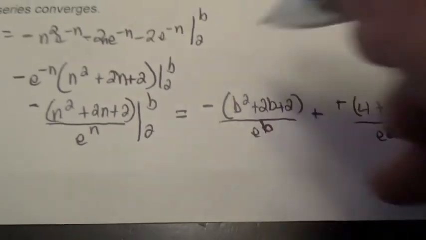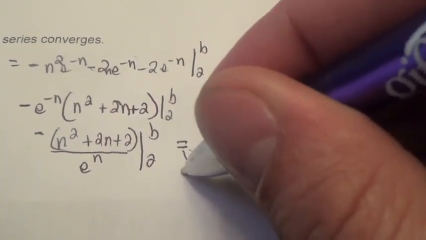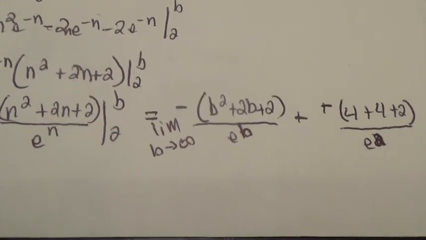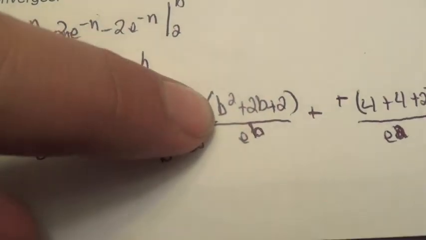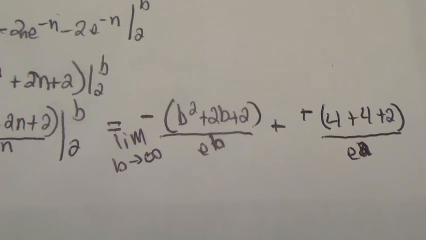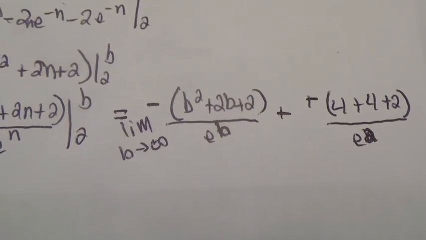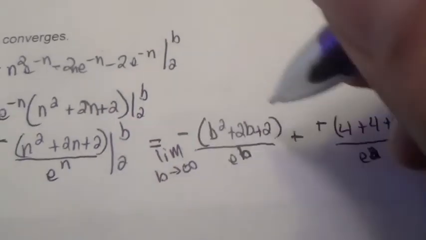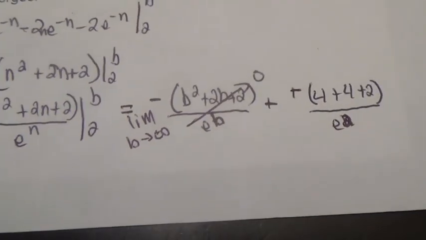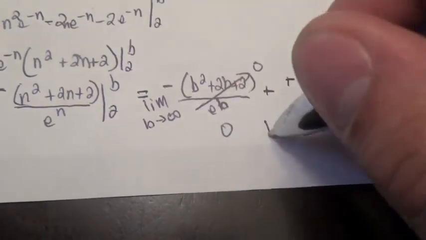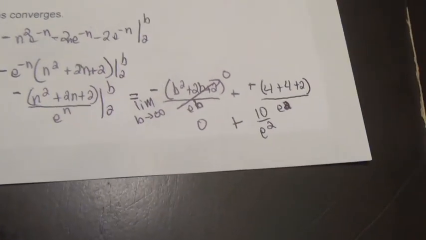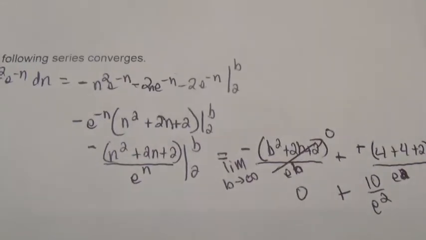We need to figure out, in this part of it here, as b goes to infinity, what's going to happen. If we were to compare a regular old polynomial function with an exponential function, we would know that the exponential function grows faster. Because the exponential function grows faster, this whole thing would have a limit of 0. Since that's a 0, you end up with 0 plus 10 over e squared. That's what we would be converging to.